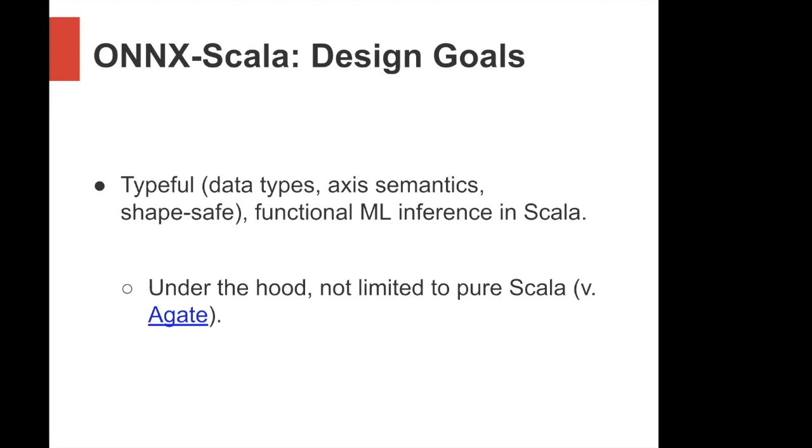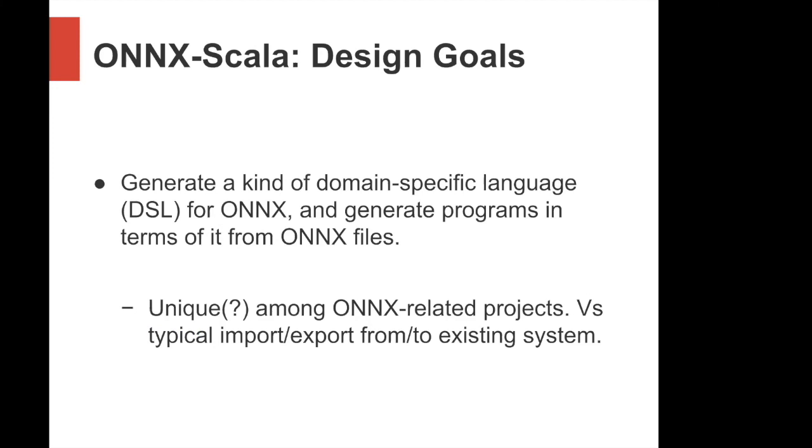Under the hood, this is not limited to pure Scala. For reasons of performance, and also because I didn't want to have to implement all of the ONNX operators myself, I wanted to use other pre-existing systems for doing this. They weren't really accessible from Java to begin with, and that was a separate effort underlying all of this. There is an alternate project called Agate, which is somewhat newer than mine, which also does ONNX in Scala. There are a number of differences, but one is that they implement their operators in pure Scala on the JVM, and they have more limited operator coverage as a result. But that's basically it.